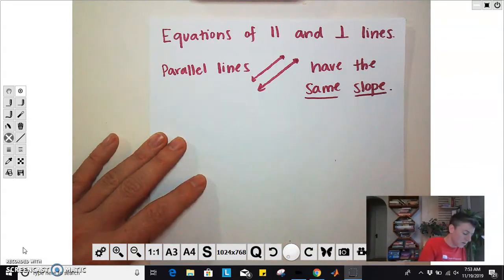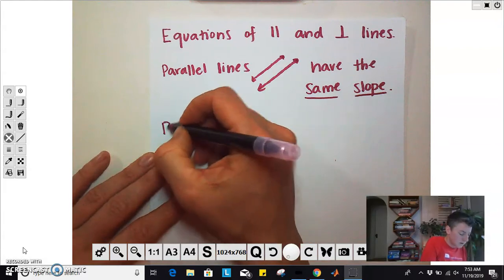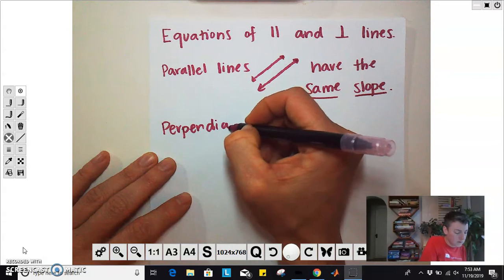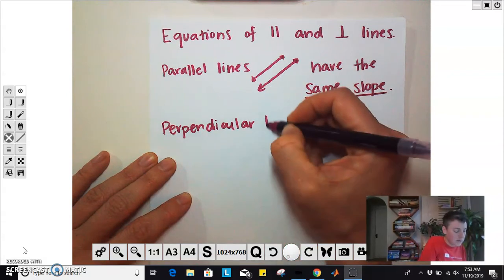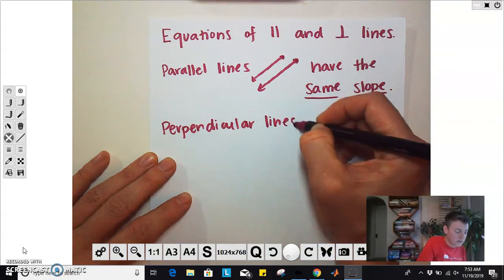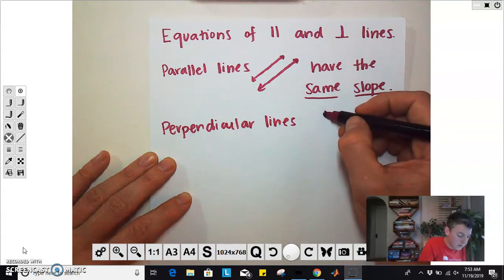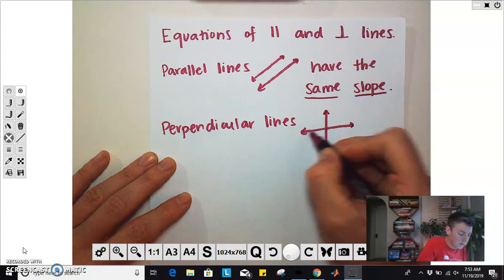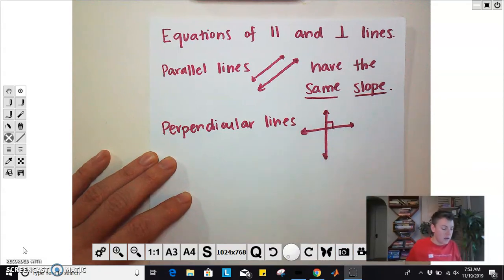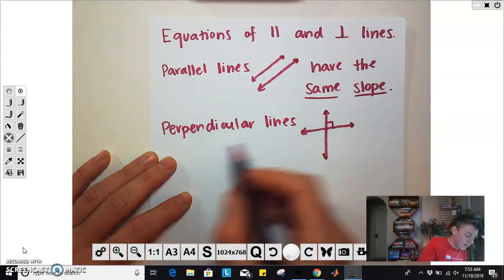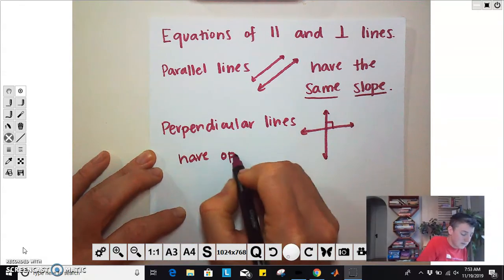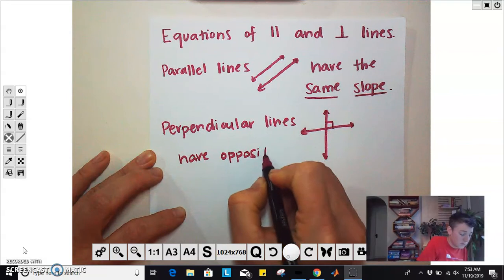Perpendicular lines, on the other hand, definitely cross. They cross in a very specific way. They cross at a right angle, and they have opposite reciprocal slopes.